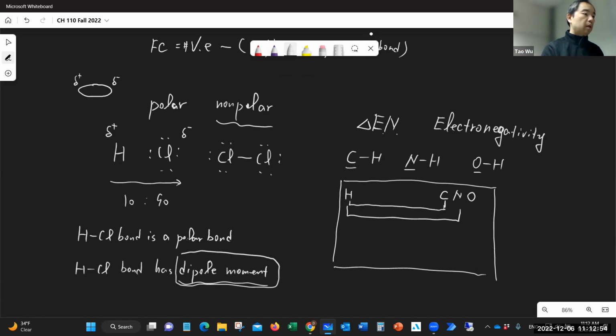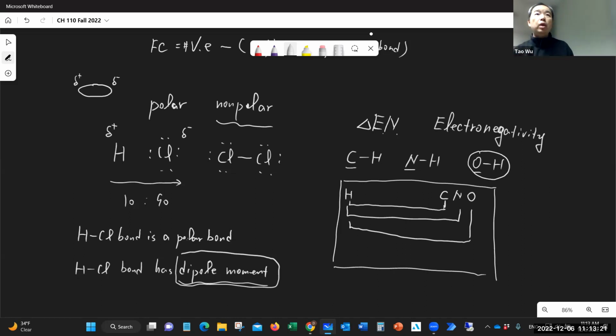This is carbon-hydrogen, carbon-nitrogen is over there, and oxygen-hydrogen is that much. So which one has a bigger difference? Obviously, oxygen and hydrogen has a bigger difference. Then obviously this is the most polar bond of those three. So generally, based on the periodic table, you can determine the strength or the polarity of the bond among several bonds. This is what we talk about.